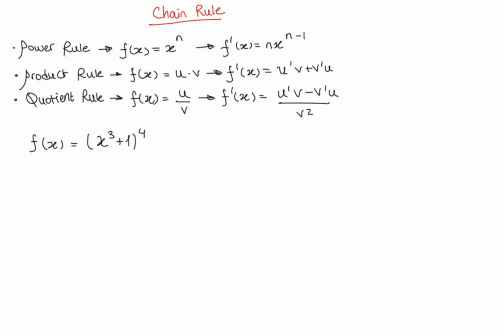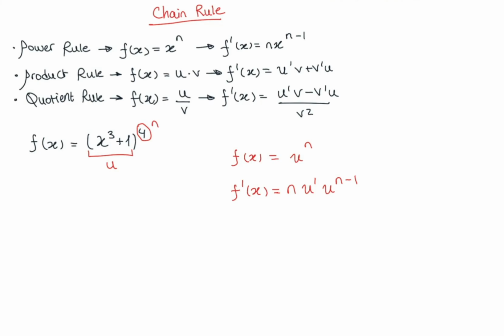The chain rule is used whenever you have a function u to the power of something. Here we take x cubed plus 1 to be our u and 4 to be our n. N is always the power. And the chain rule tells us the formula to use here is n u prime u to the n minus 1, which means we take the power down, we then do the derivative of u, and then we keep u to the power n minus 1.